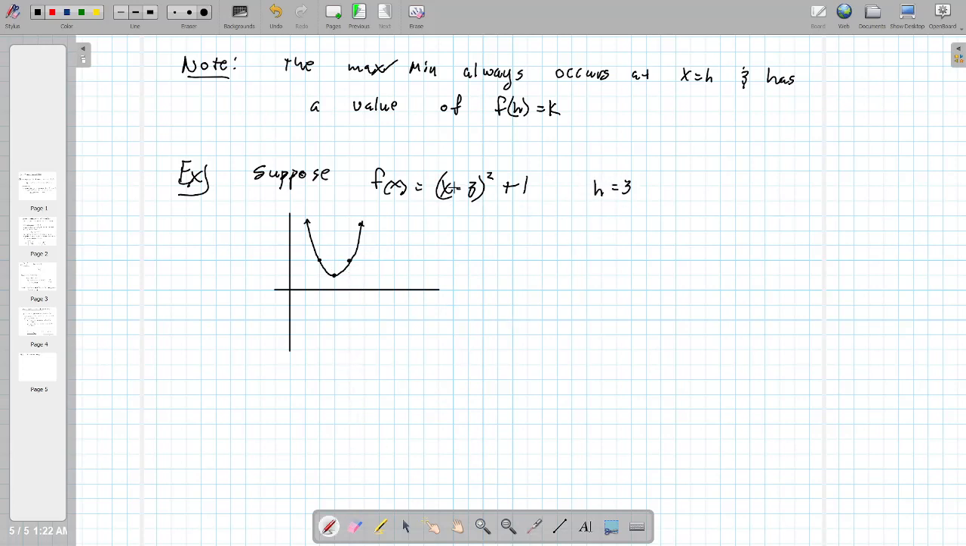H is equal to 3 because the negative is included in the equation in the standard form. K is equal to 1 because we have a plus k in the standard form. And a is greater than 0. This means that f has a minimum value of 1 at x equals 3. The maximum or minimum of a parabola will always be the vertex. If it opens upward, we have a minimum. If it opens downward, we have a maximum.